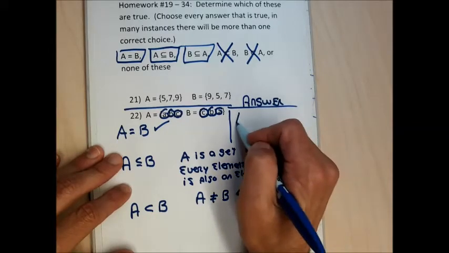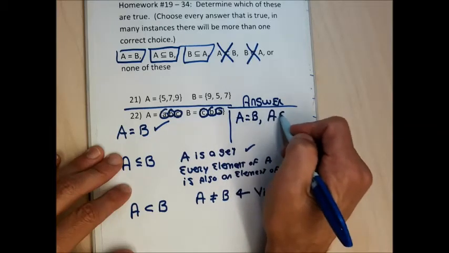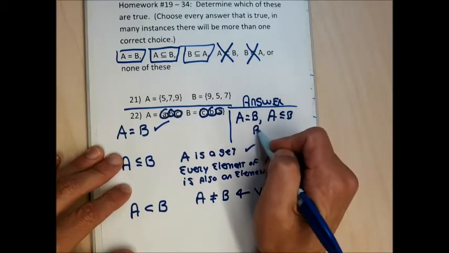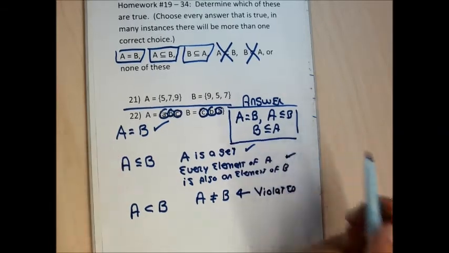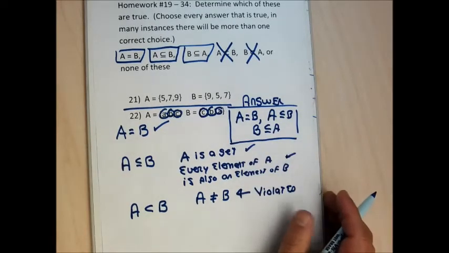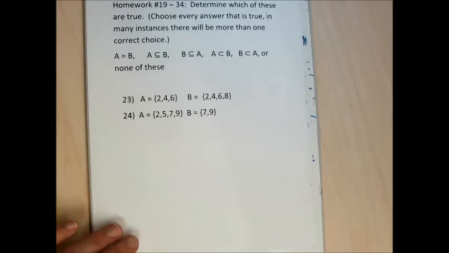is going to be the symbols A equal to B, A is a subset of B, and B is a subset of A. So you might be able to speed through these a lot quicker than I'm doing these. I hope you can. So let me go through 24 real quickly.